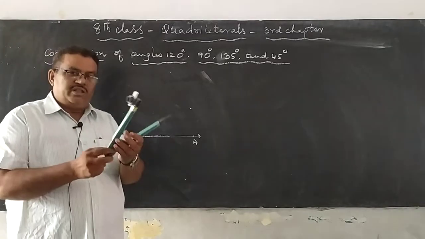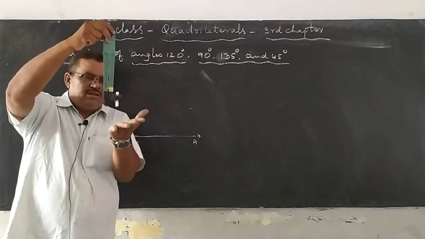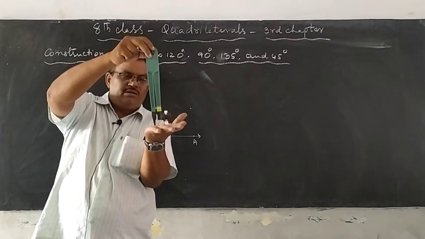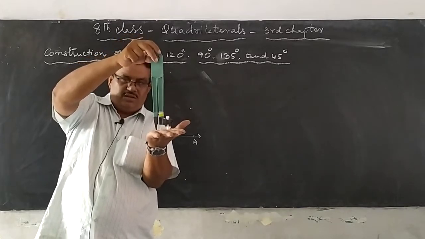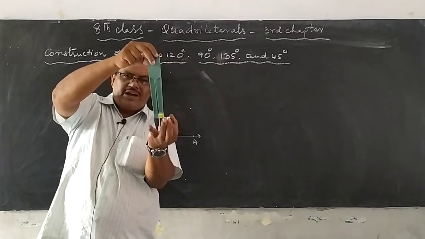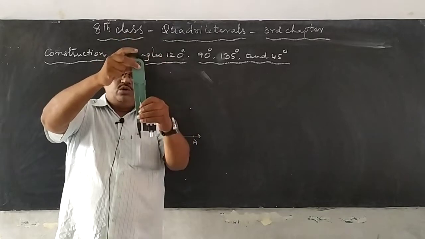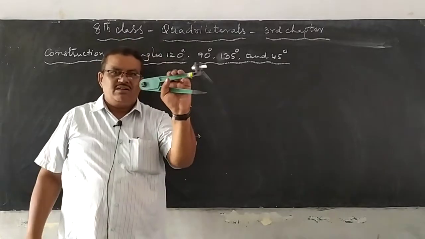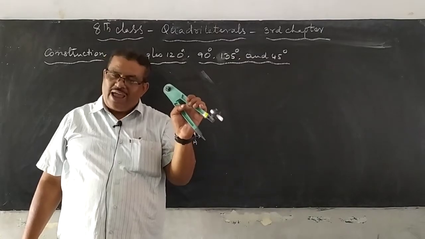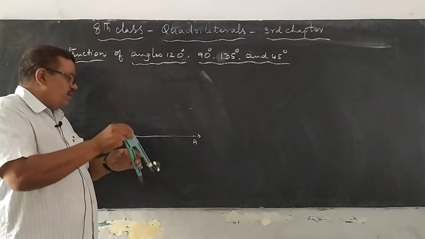You have the compass already there, so adjust the pencil needle horizontally and tighten the screw. Children, keep the compass horizontal, adjust the pencil, tighten the screw, and hold the compass on the top of this one only. Don't carry the compass like this. This is the wrong position for constructing the angle or quadrilateral. So you have to hold it here only.